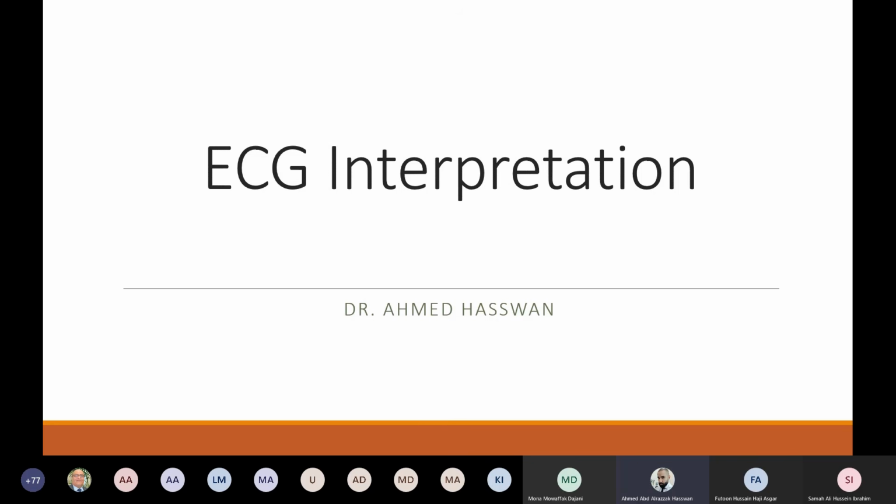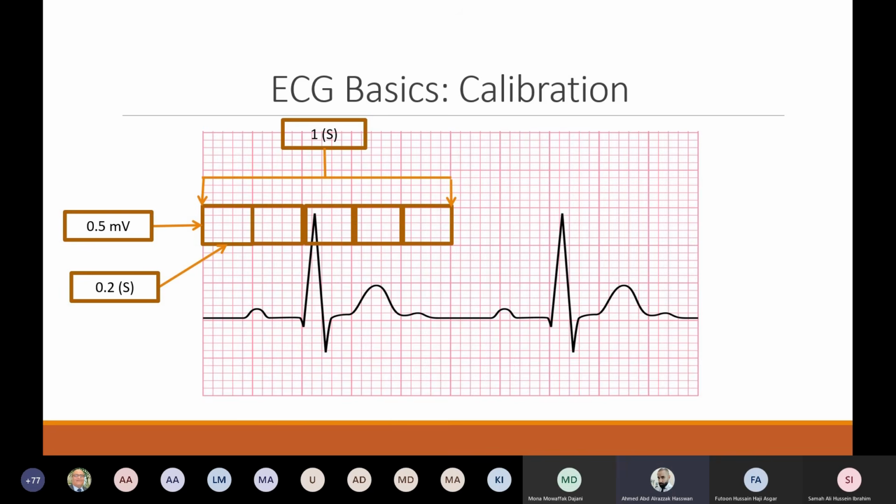Okay, so let's start with the rate, which is the simplest part of the ECG. Now, before we go into this, I just want to revise with you, I think you know this by now from your lectures, what the calibration of an ECG is. When we look at an ECG, we have an x-axis and a y-axis. It's very important to know that each big box on the x-axis, the horizontal axis, represents 0.2 seconds, okay? It means 1/5 of a second.